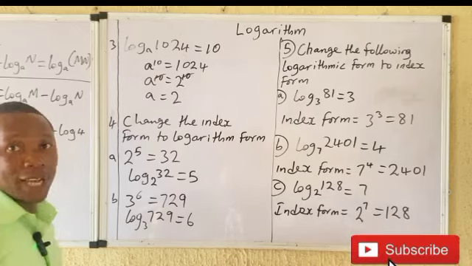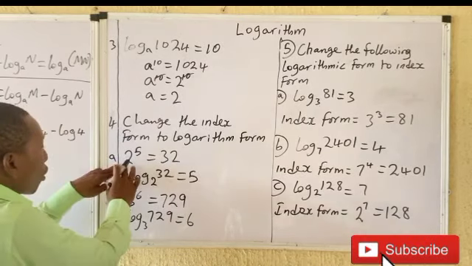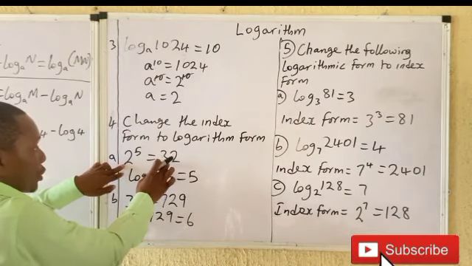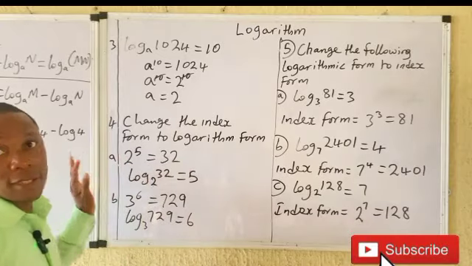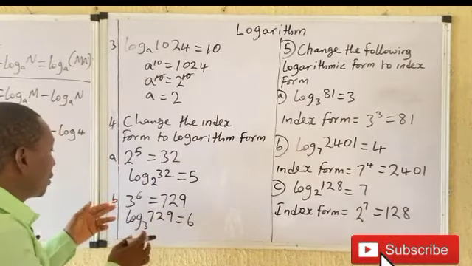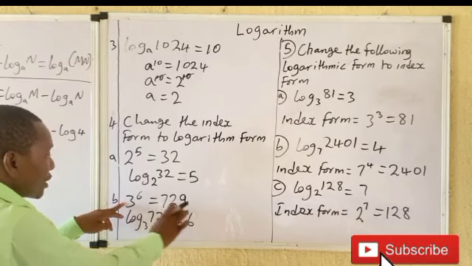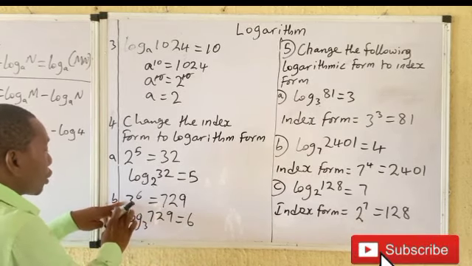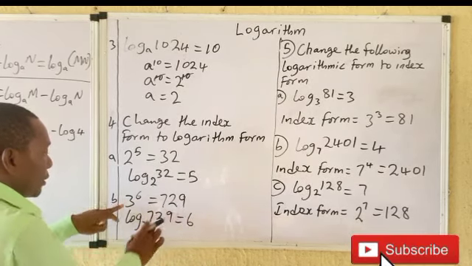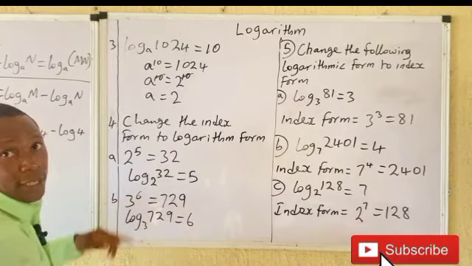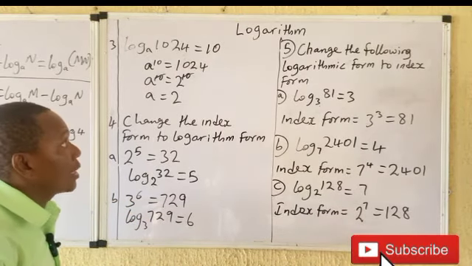There is no big deal regarding that. Log of the base to this number is equal to this index. That is the way it is done. There is no big deal. Let's try this. You can always try this before. To change this index form to the logarithmic form is log of this base to this number equal to this index. You've gotten your answer. Let's take question number 5.